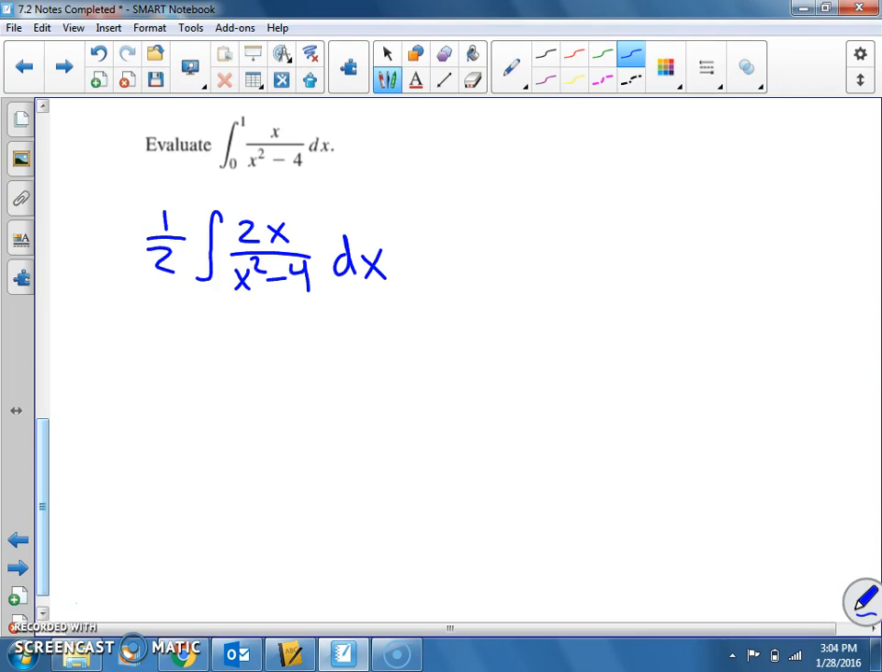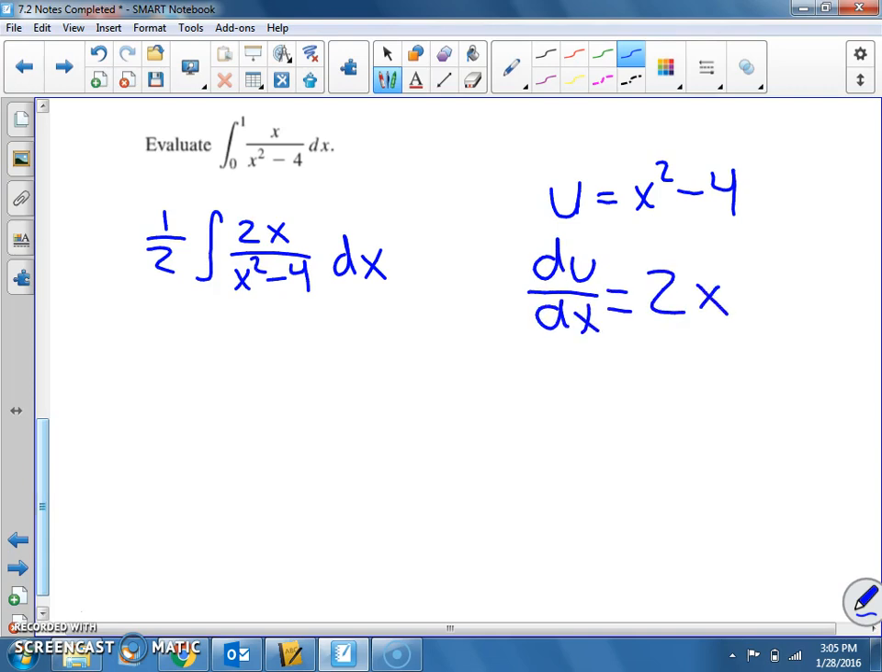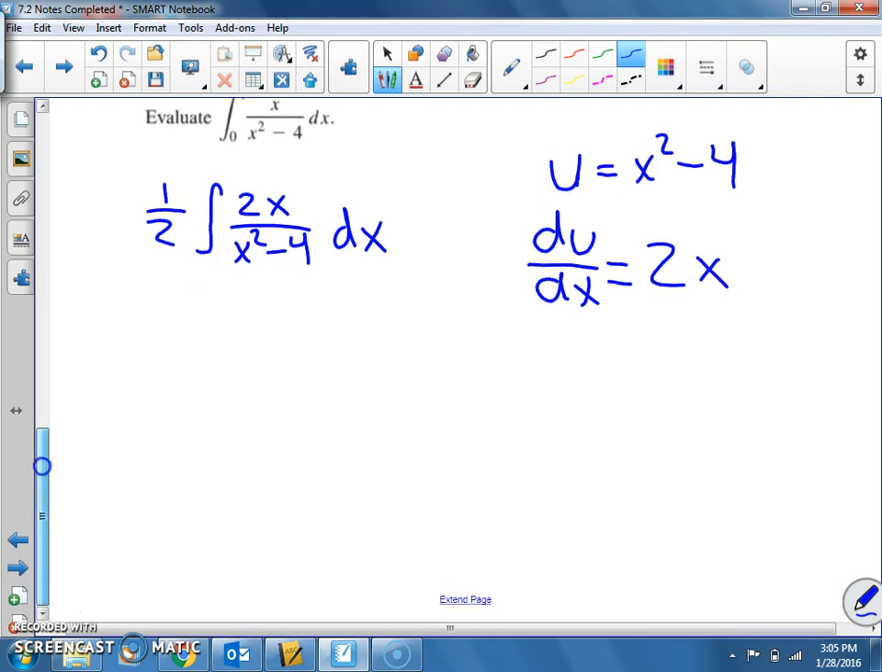So what we already said. What's going to be my u and which one's going to be my du dx? U is going to be x squared minus 4. U is going to be the entire body. U is x squared minus 4. And then the du dx is the 2x on top. Okay? And we're just going to ignore the 1/2.